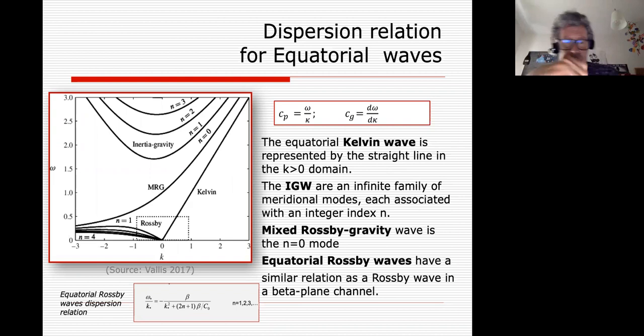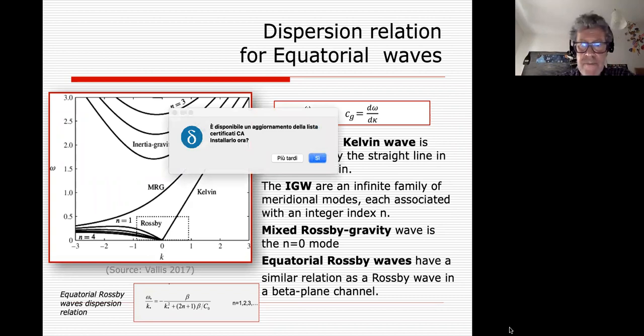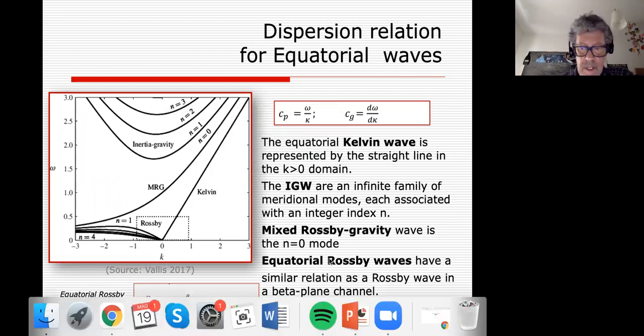Rossby waves propagate westward, as you can easily guess looking at the dispersion relation graph. All the Rossby waves are on the negative k, so the ratio will always be negative. And the group velocity is not monotonic, it has positive and negative values here. Obviously the scale should be enlarged, but we can have both of them.